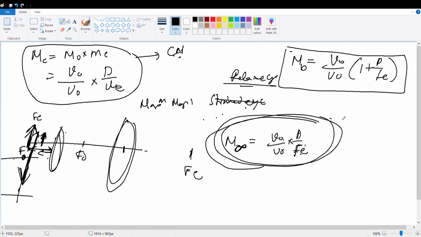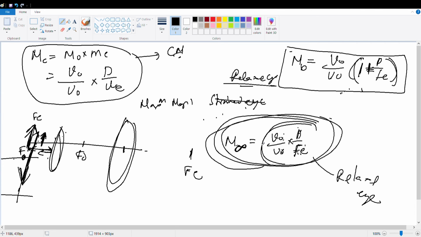For relaxed eye, this 1 is not there. For strained eye, 1 is there. That's it. The only difference in the formula: for relaxed eye, this is V naught by U naught into D by FE. And this is for strained eye. For strained eye, you have one more parameter, 1 plus. Clear?